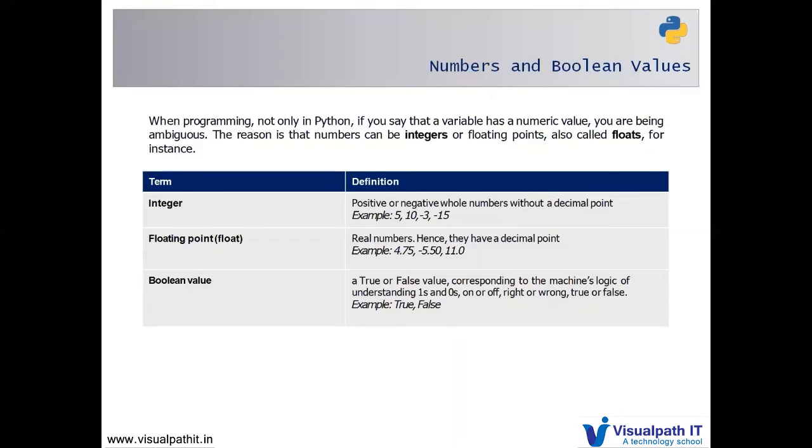A Boolean value is a true or false value corresponding to the machine's logic of understanding ones and zeros, on or off, right or wrong, true or false. So a Boolean value in some languages is also expressed in zeros and ones.